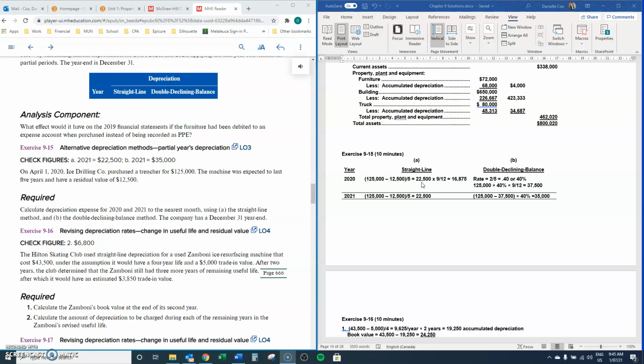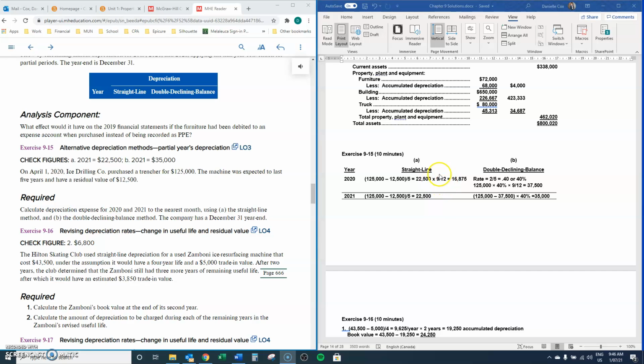By using the nearest month, the partial year, we take a look and it's April 1st. Now, if it had been April 2nd, 5th, 6th, as long as it's over half the month. So here, April 1st, we're going to include the month of April. So April through December is 9 months. So then we take the full year amount for depreciation and multiply it by 9 months out of 12.